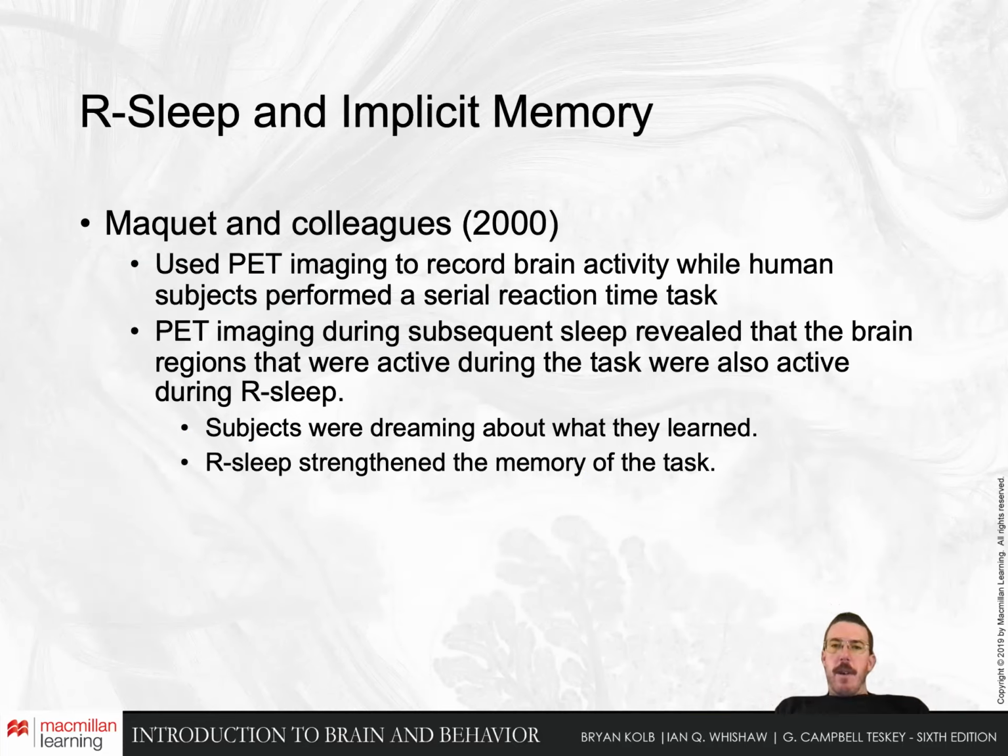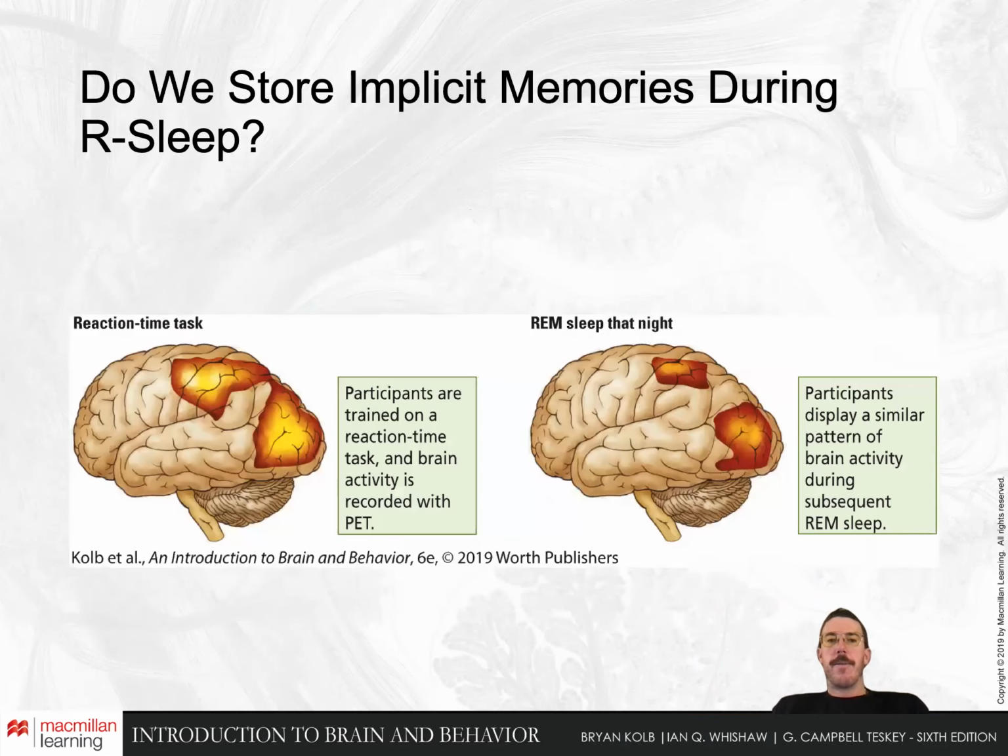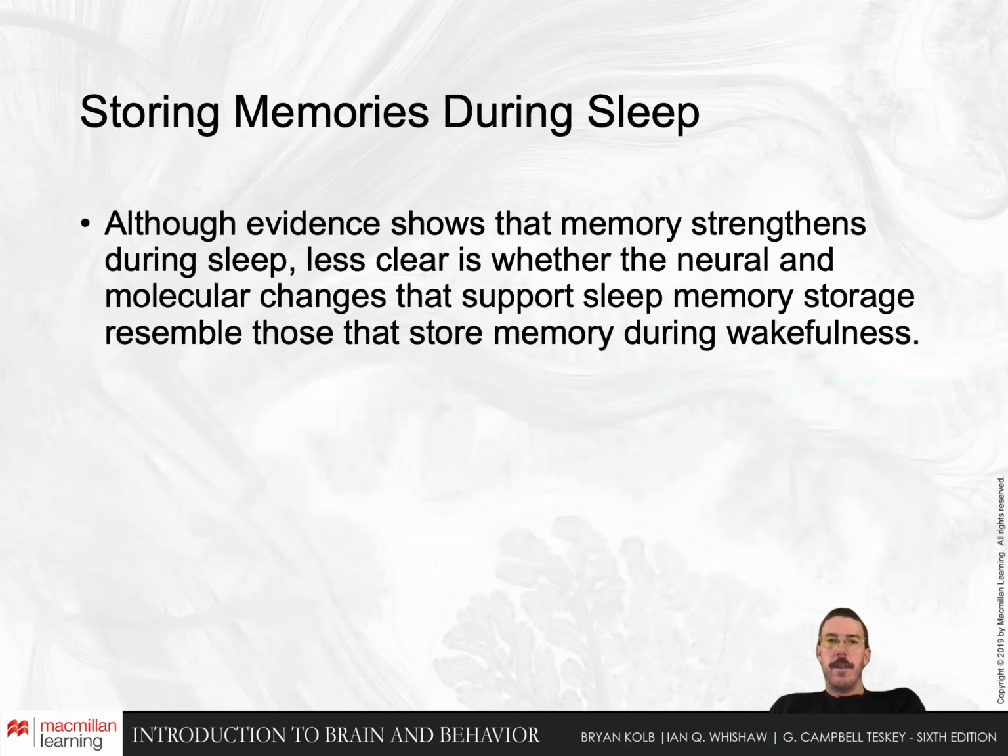Maquet used PET scanning to record brain activity while humans were performing a reaction time task in which there was secretly an unconscious order, and people were learning and got faster and faster without knowing it. And the imaging during the sleep after this learning revealed that regions that were active when they were learning the task were also active during their REM sleep. The authors proposed this meant that the subjects were dreaming about what they had learned, and that this dreaming strengthened the memory. Here's a diagram showing that increased blood flow during the reaction time task, and then in the next night as well.